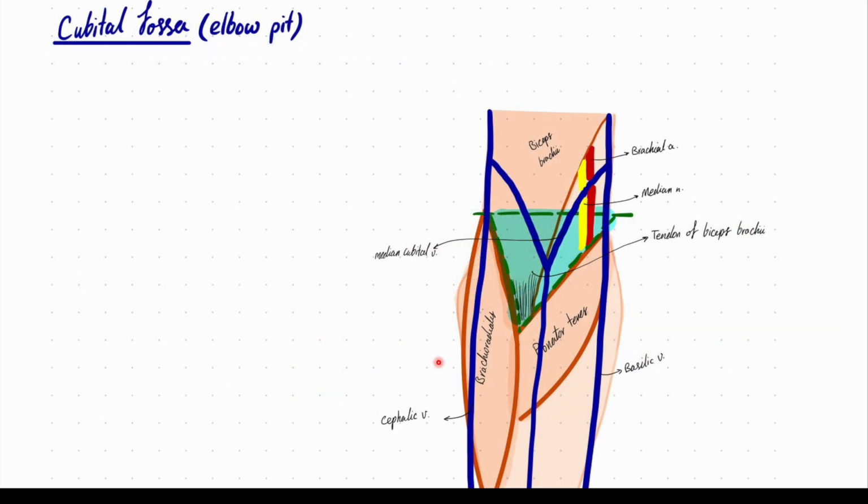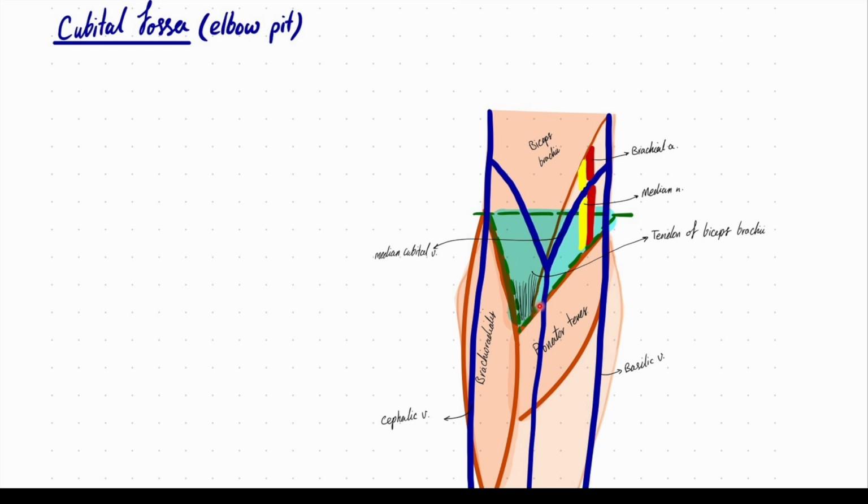Now let's talk about the cubital fossa, or the elbow pit. It is a depression on the anterior surface of the elbow, which is bordered superiorly by an imaginary horizontal line between the epicondyles of the humerus. Medially we have pronator teres muscle, laterally we have brachioradialis muscle, and the floor of this fossa is made by brachialis muscle.